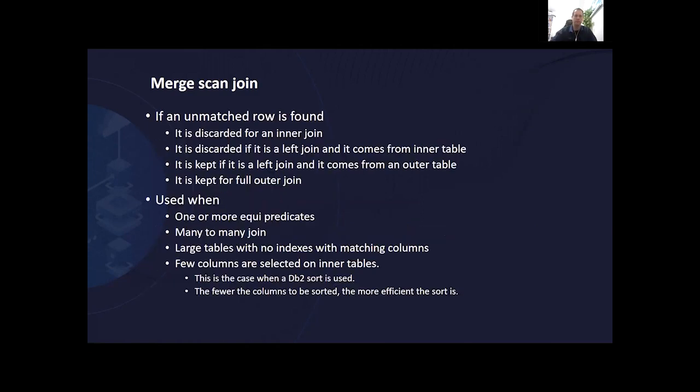So that's the technique. If an unmatched row is found, it's discarded for inner join. For left join, the data that comes from the inner table is kept. If it's a left join and it comes from the outer table, it is kept if we are doing the full outer join. This is used when you have one or more equi-predicates, and usually when the tables are big.